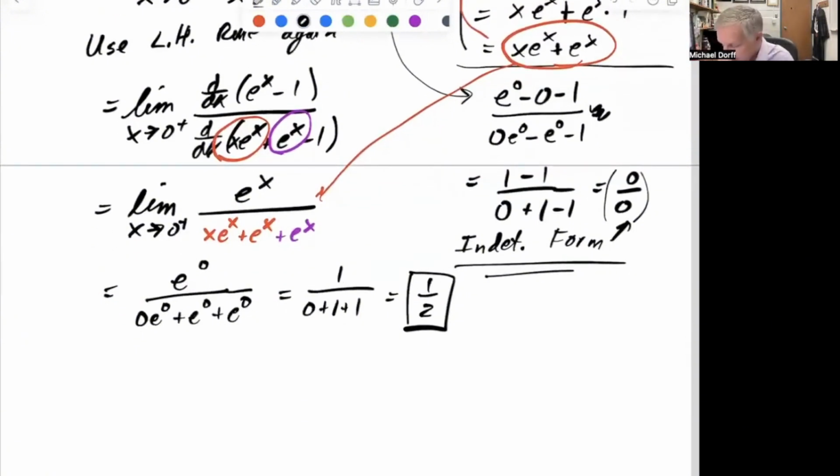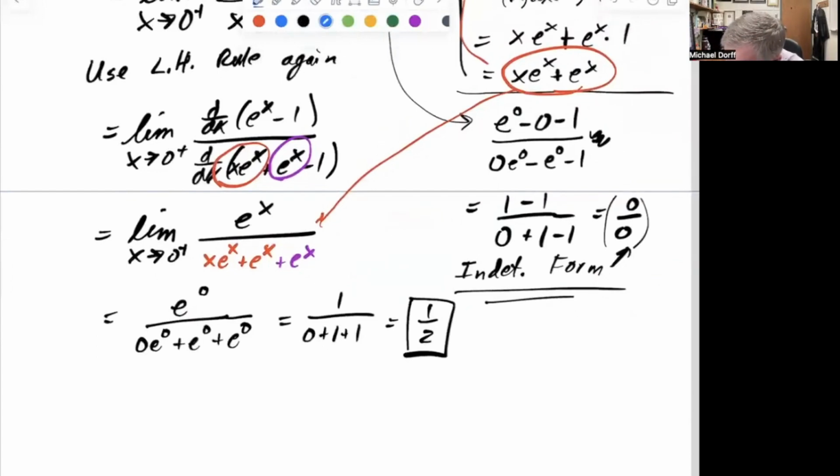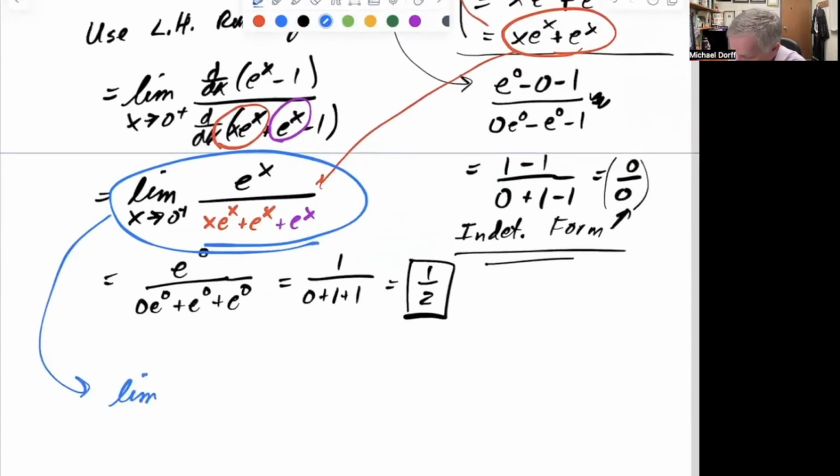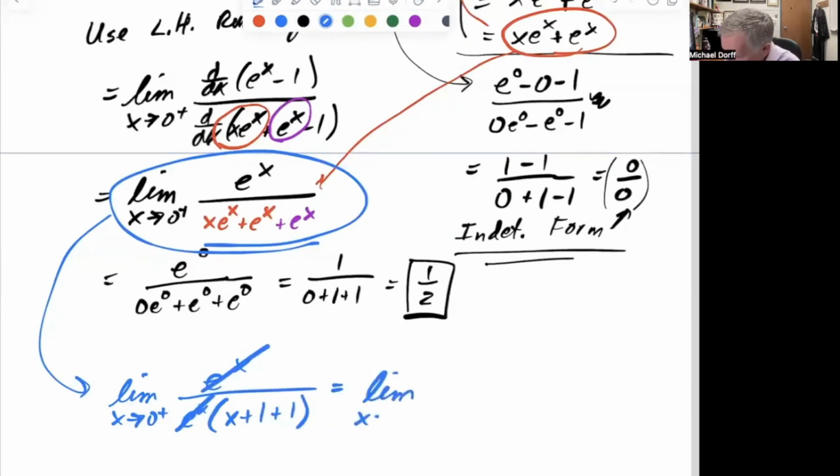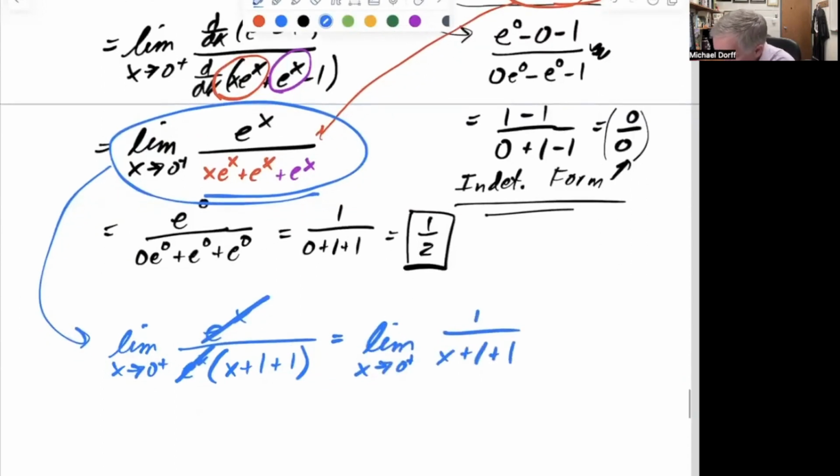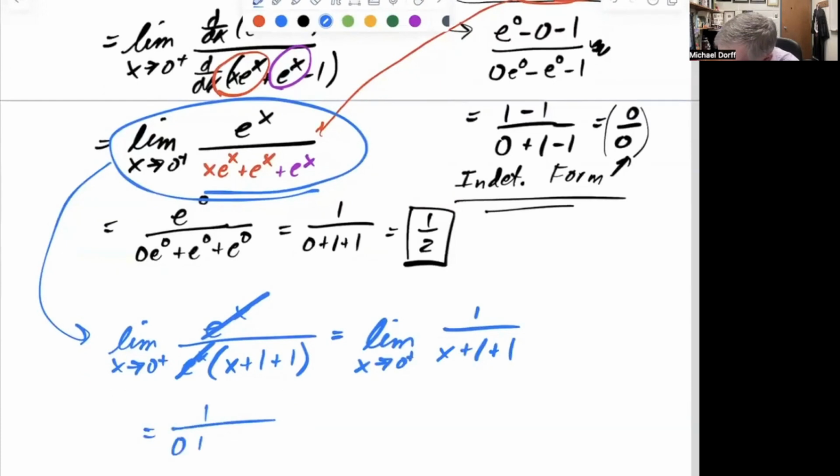Some of you may say, well, when I was at this stage that I'm going to circle in blue, could I factor out an e to the x in the top and the bottom? Yes, you could do that if you wanted to. You could go here and factor out an e to the x in the top. And in the bottom, when you factor out e to the x, you have x plus 1 here. And then the e to the x's cancel out. So then you have the limit as x goes to 0 from the right of 1 over x plus 1. You substitute in the 0 there, then you get 1 over quantity 0 plus 1 plus 1, which is going to be 1/2. And you get the same answer.